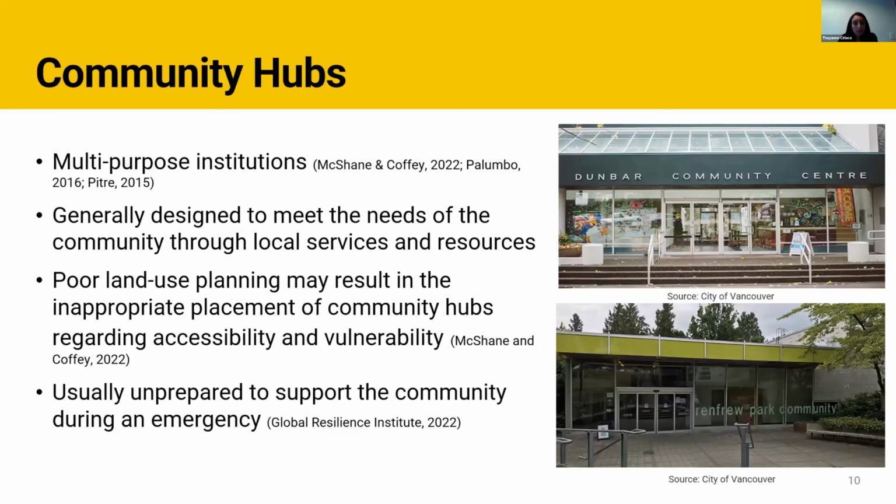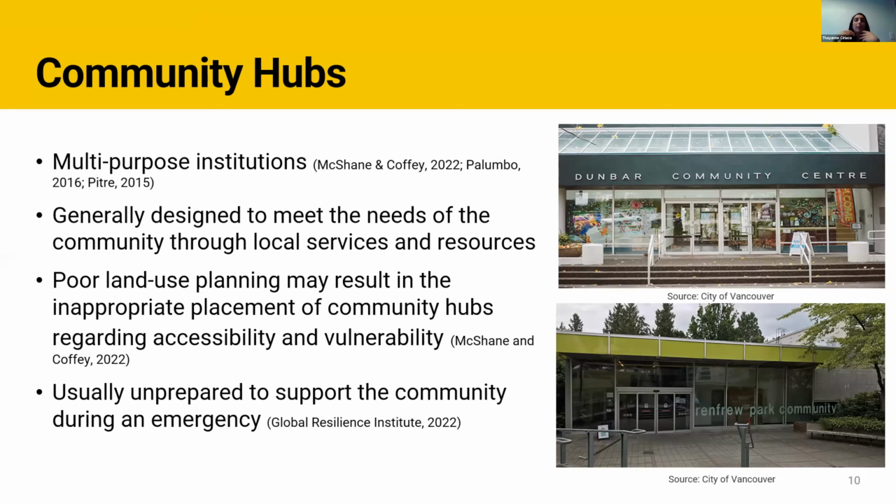The second kind of hub that preceded the resilience hubs is the community hub. They are multi-purpose institutions that aim to help the well-being of the community. They are generally designed to meet the needs of the community through local services and resources. For example, they have education activities, health services, or recreation activities. And they also have some limitations like the evacuation shelters.